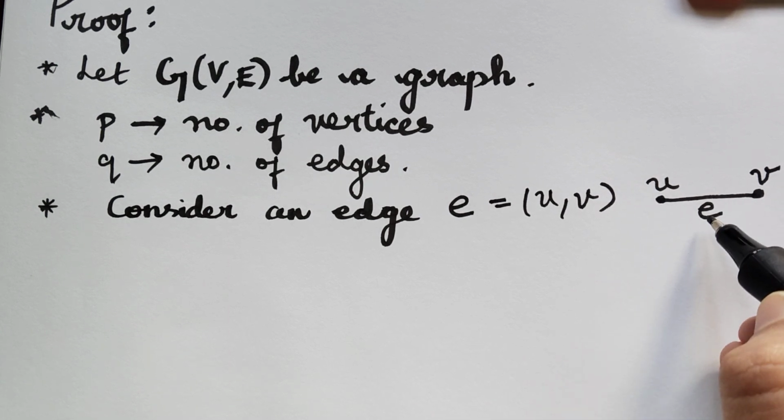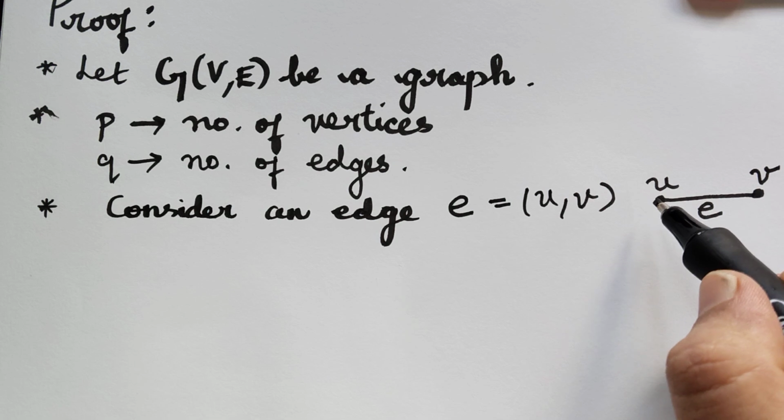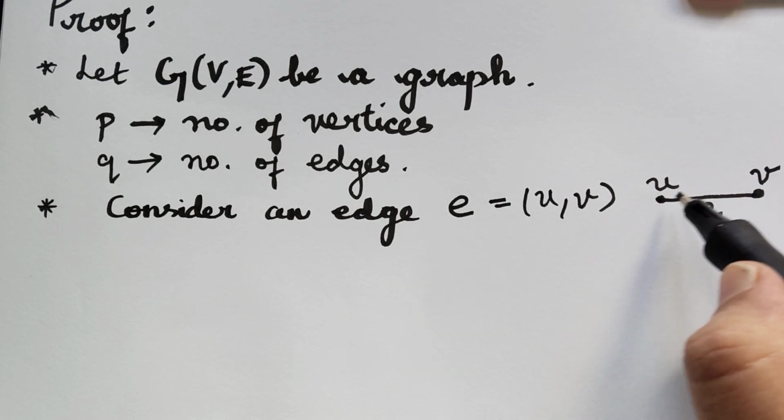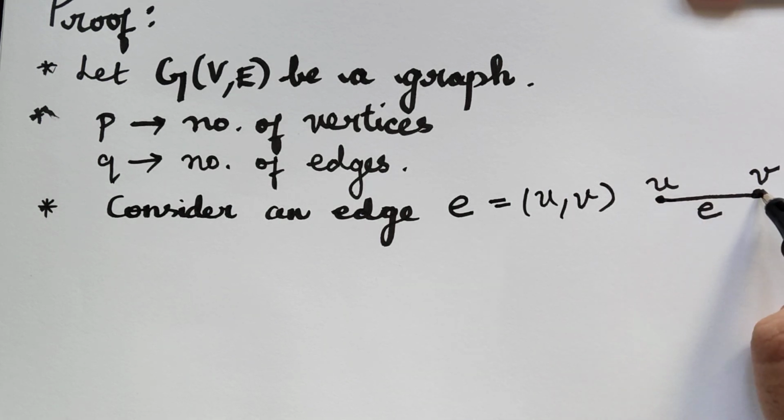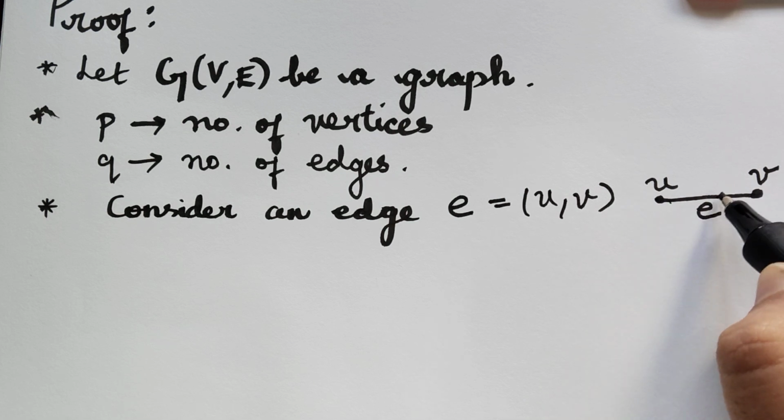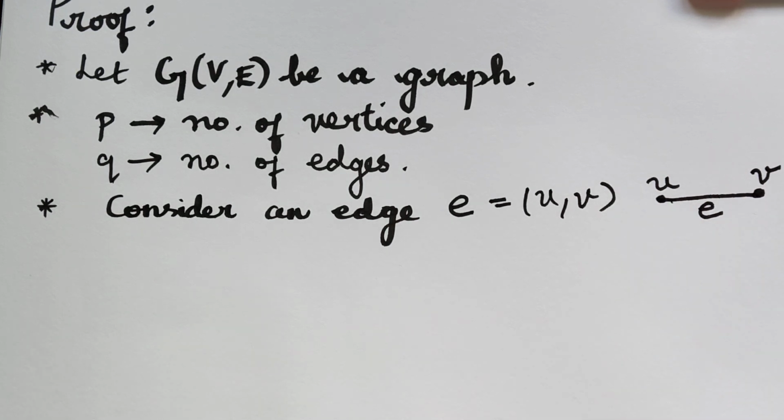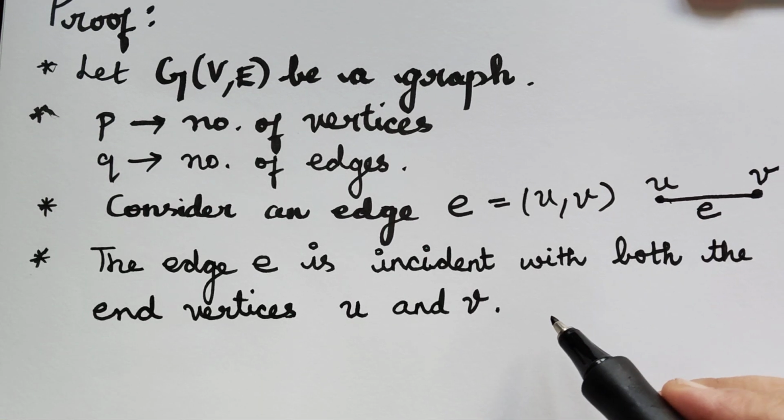Now if you see, the edge E is incident with both the end vertices U and V. So we say that this edge is incident with U and also incident with V. So that we will write. So that I have written here.